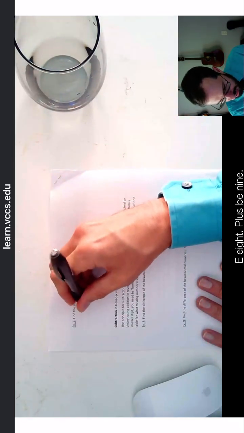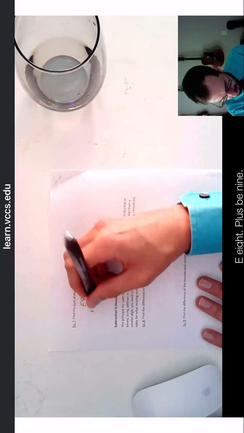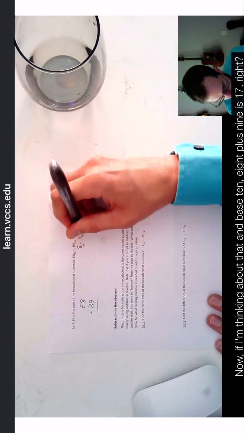We'll do one example like that. Find the sum E8 plus B9. So we'll start by aligning our columns here, E8 plus B9. So first off, we've got 8 plus 9. Now, if I'm thinking about that in base 10, 8 plus 9 is 17, right? But if I'm thinking about representing 17 in hexadecimal, that is greater than 16, so it can't be represented by 1 digit. But we can think about that as one 16 and then 1 left over.